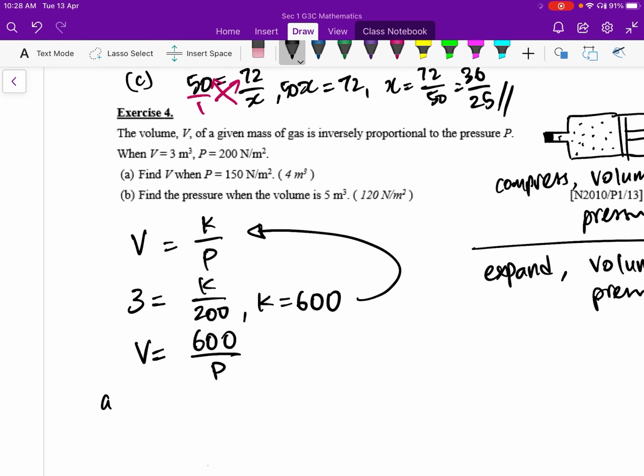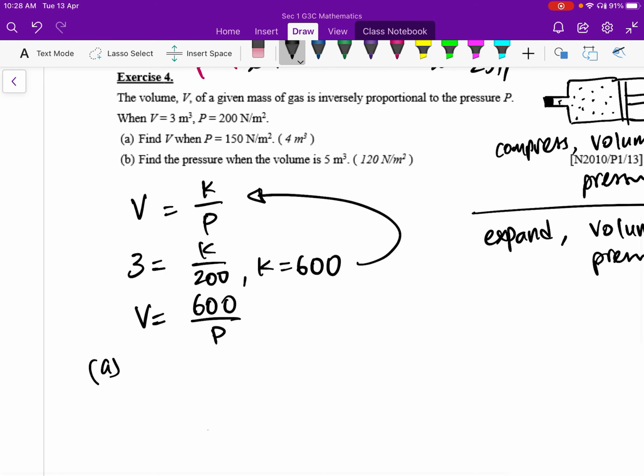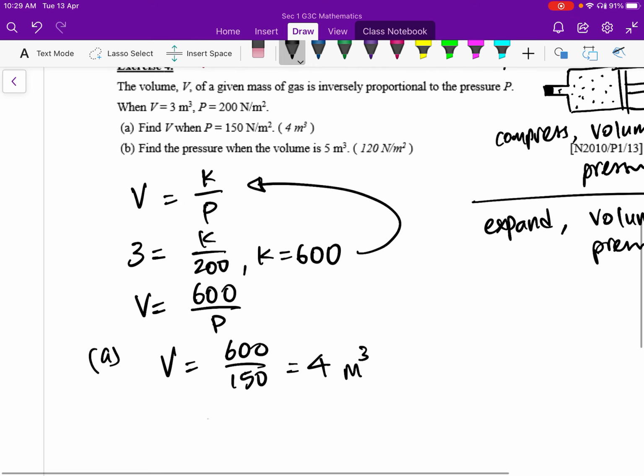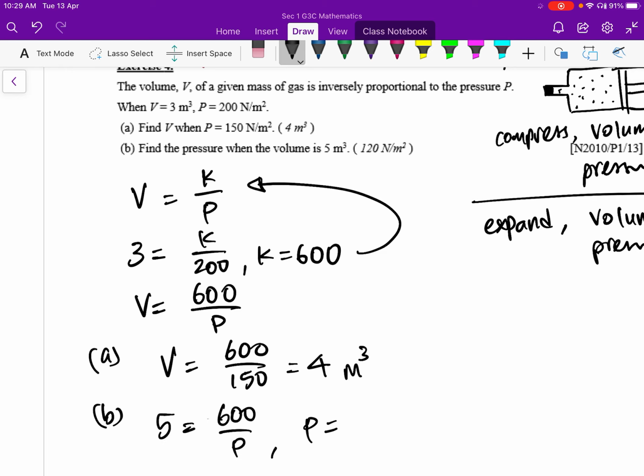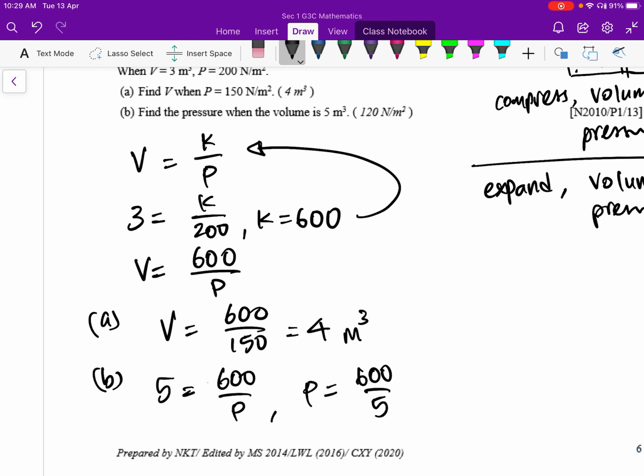Next part, A. Find V when P equals 150. V equals 600 over 150, and you get 4. So the value of V is 4. There are actually units over there, so 4 cubic meters. So volume, cubic meters. And then in part B, find the pressure when the volume is 5. 5 equals 600 over P. P will be 600 divided by 5. We get 120.